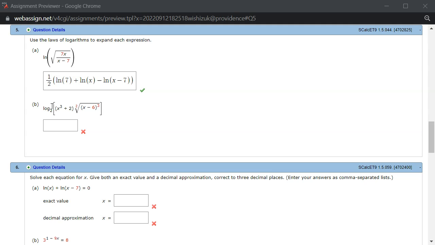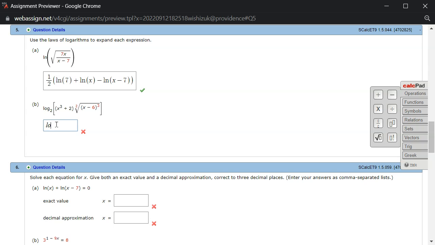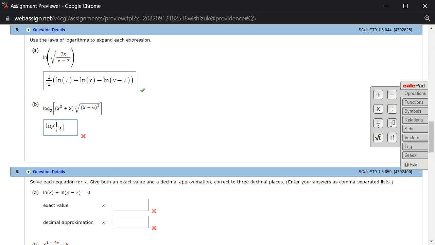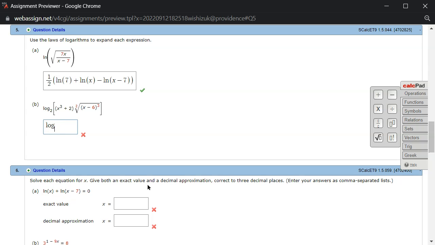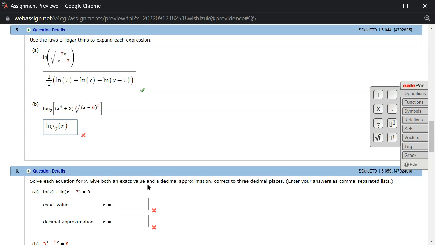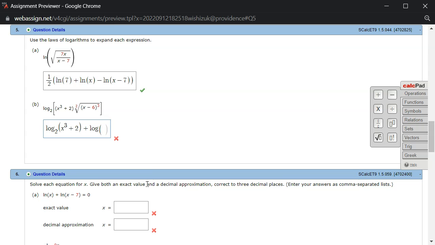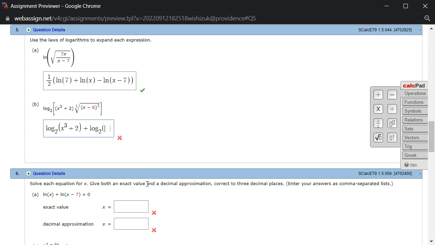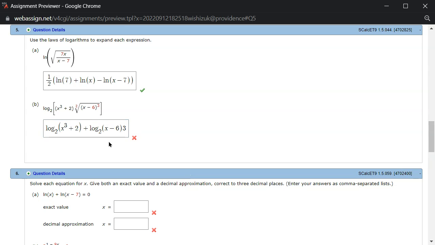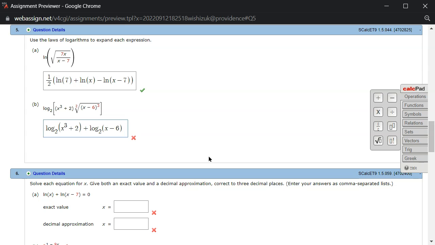All right. Let's look at part B. Right? So first, we have a multiplication, so we can split it as addition. So you have log to the base 2 of x cubed plus 2, plus log to the base 2 of, all right, you have x minus 6, so I have to turn this into a power, right? So you have a 3, so it's a third power, so you put 3 there.